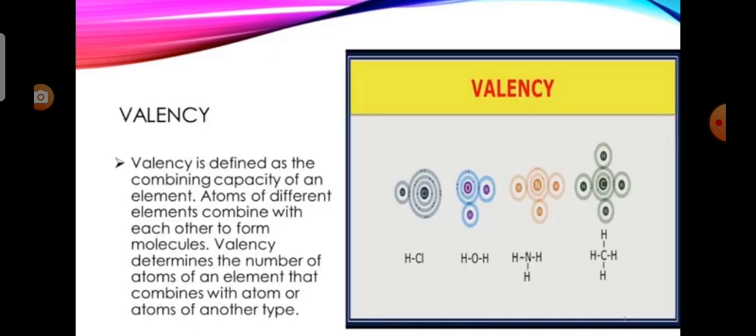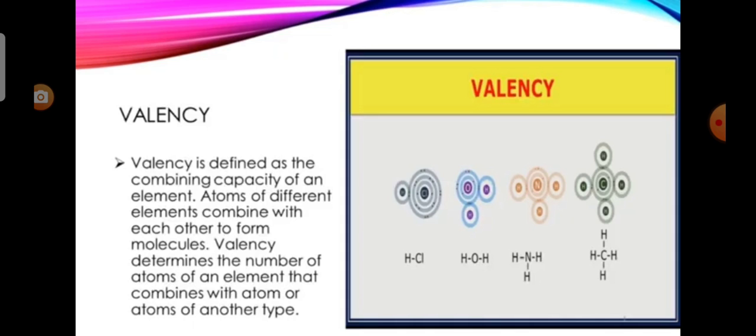For example, oxygen can combine with two hydrogen atoms and create a water molecule. The valency of the oxygen atom is 2. In the case of chlorine, it can combine with only one hydrogen to create hydrochloric acid. Here the valency of chlorine is 1.